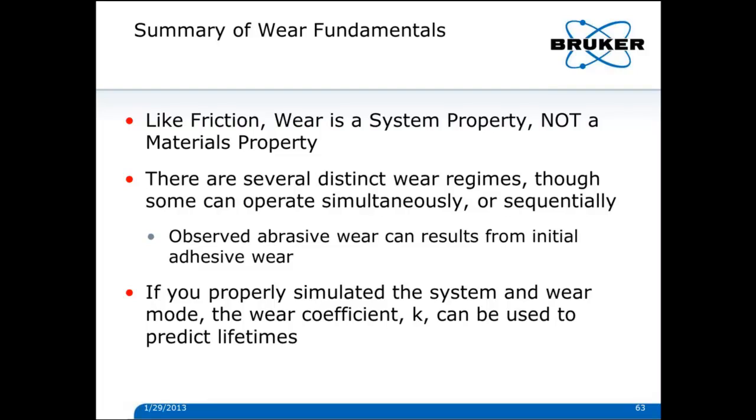There are several distinct wear regimes, though sometimes they can operate simultaneously or sequentially. So you'll often observe what you think is abrasive wear, but that results from initial adhesive wear. Once the adhesion took place, particles broke loose, they were trapped in the interface, and it leads to abrasive wear. So if you've properly simulated the system in wear mode, the wear coefficient can be used to predict lifetimes.